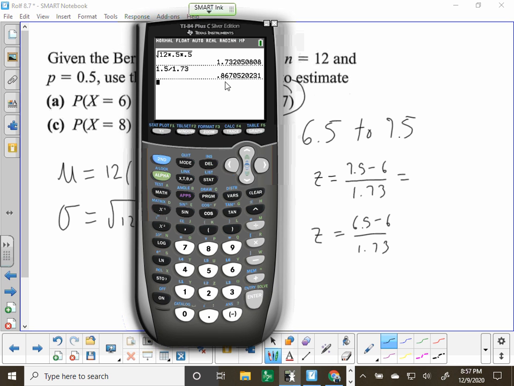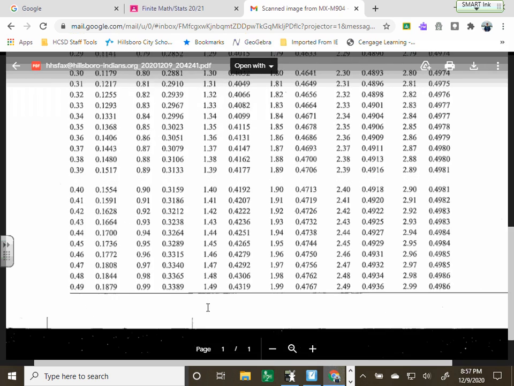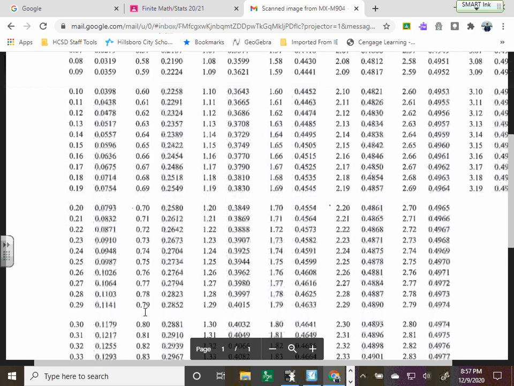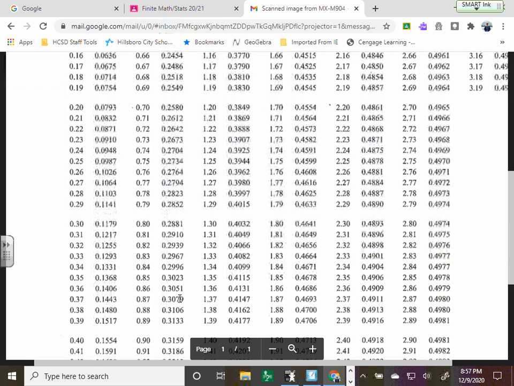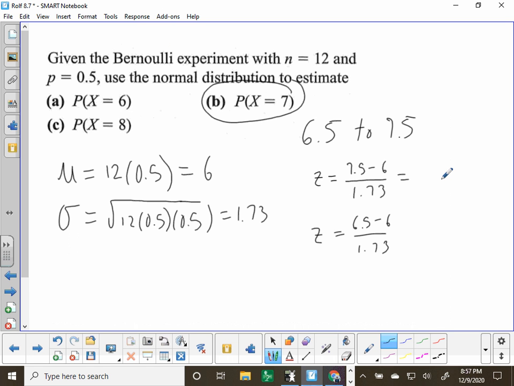And we get 0.87. So then I go to the table, 0.87. The table's in the back of the book, on the very last flap of the book. 0.87 is 3079. So that part right here is 0.3079, and that was 0.87, right? Okay, now I got to figure out this one.